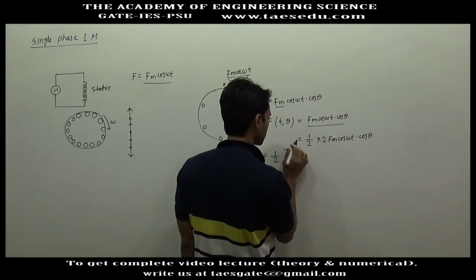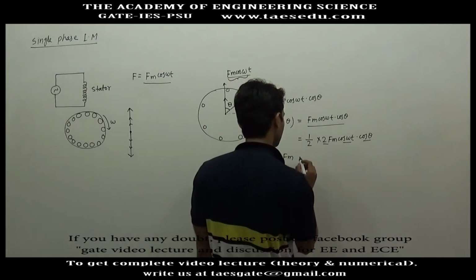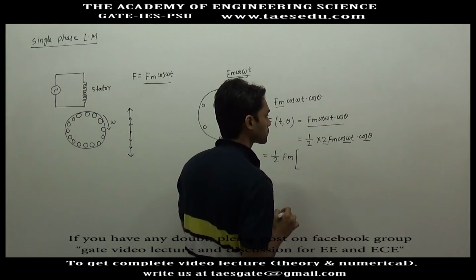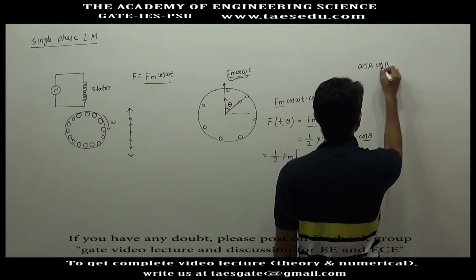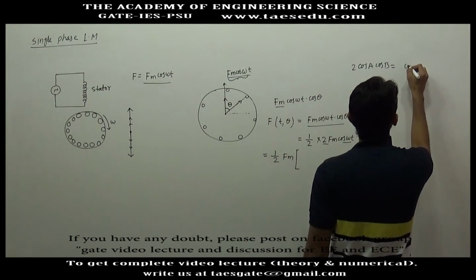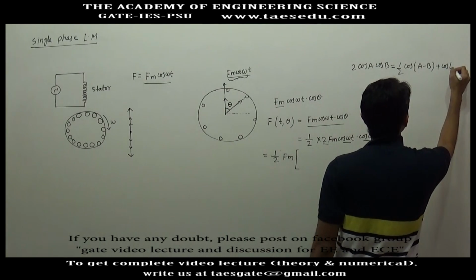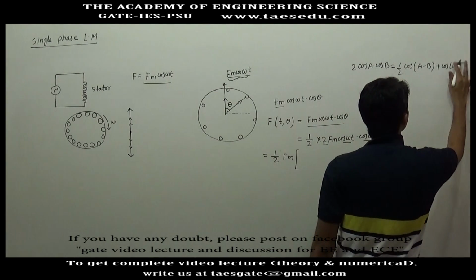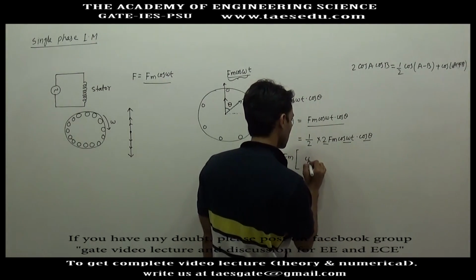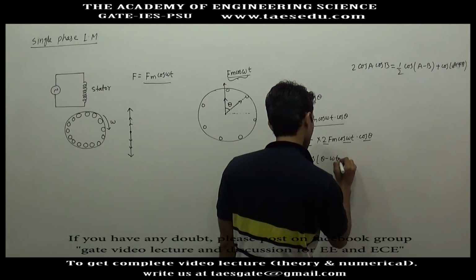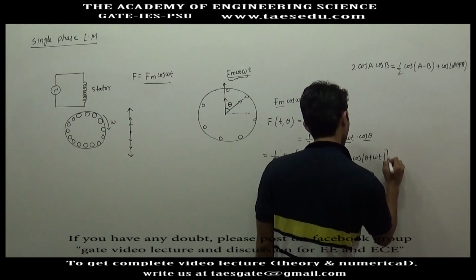This is half Fm, and 2 cos omega t into cos theta can be written as... what is cos A into cos B? This is half cos(A minus B) plus cos(A plus B). And this will be cos(theta minus omega t) plus cos(theta plus omega t).